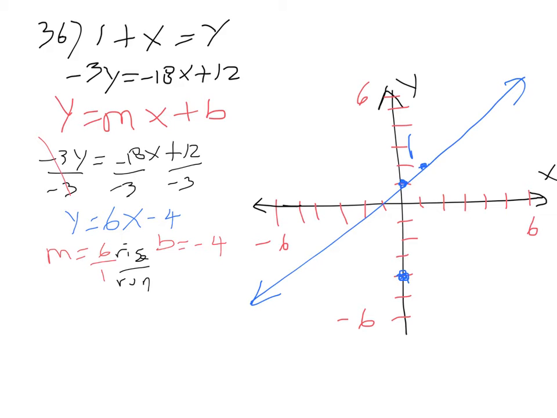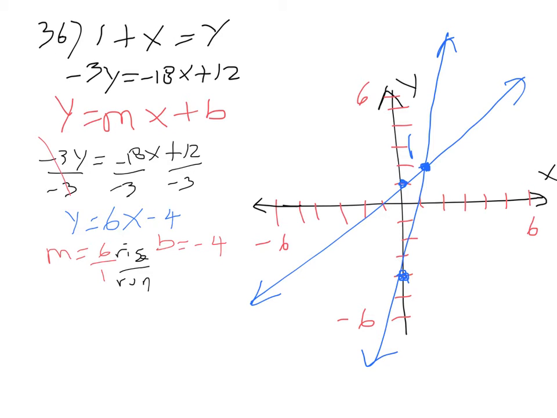Rise 6, so I go 1, 2, 3, 4, 5, 6, and then 1 to the right. Again, whenever you're graphing using your slope, you start at the y-intercept, at negative 4. Then the rise is 6, 1, 2, 3, 4, 5, 6, and then the run is 1, positive to the right. That's your second point. As a coincidence, it's right there. Now I connect my lines.